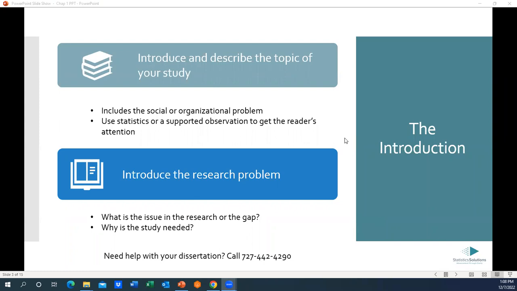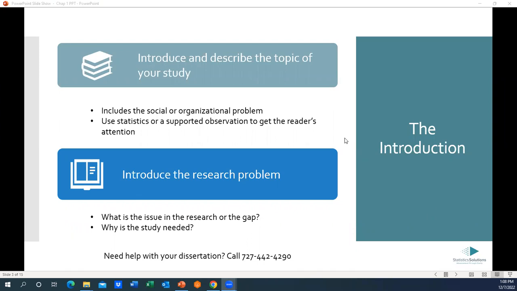You also want to introduce what the research problem is. So you have the organizational problem. Maybe it's low grades in a certain area or certain topic. And then what's the research problem, right? What is the kind of research that we need that's going to address this? And that's why you're going to talk a little bit about why the study is needed, right? That's why your study is needed, because we need research on this issue to be able to understand it better so we can address it.